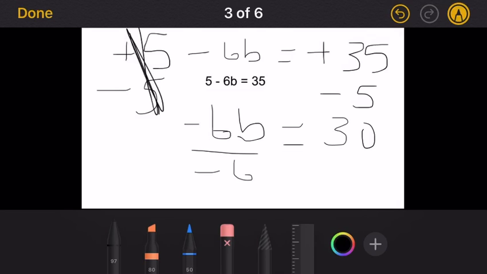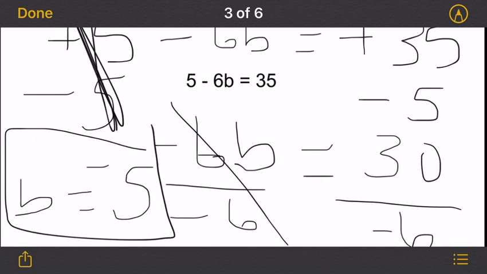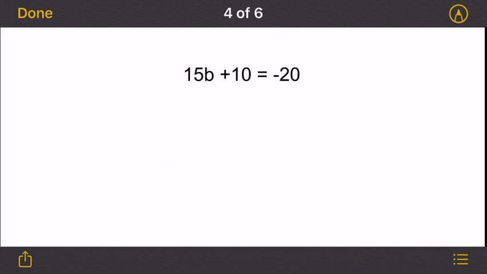So that's what we need to do. That goes away to give me b. What I do to one side, I have to do to the other. What's 30 divided by negative 6? So I know it's 5, but is it positive or negative? It's negative because they are different signs. Good.